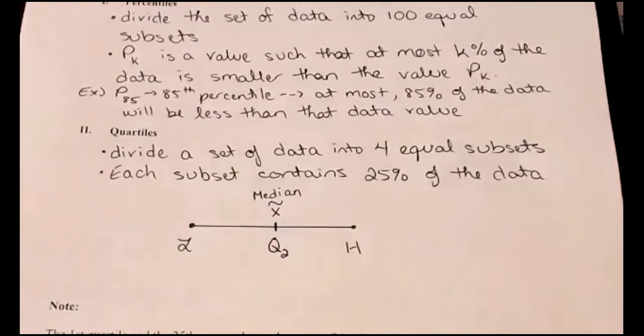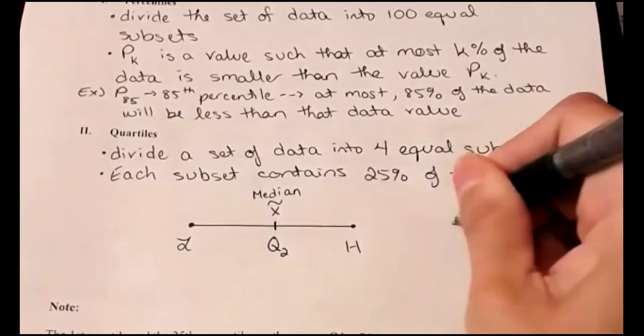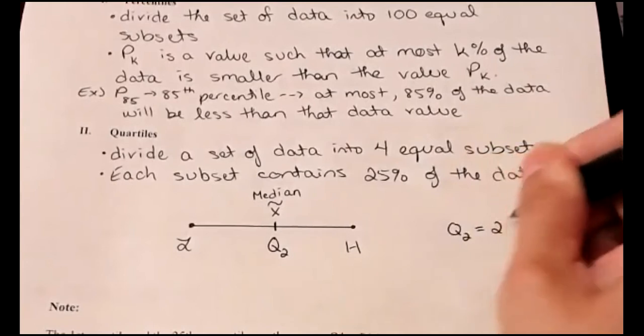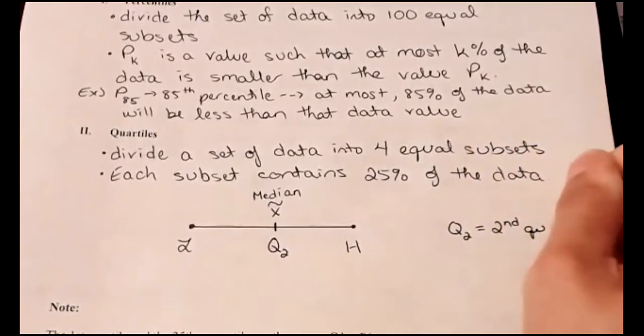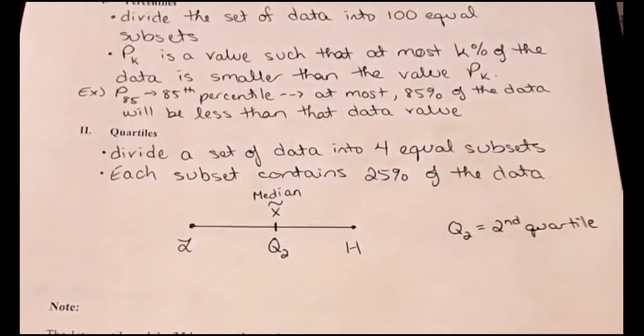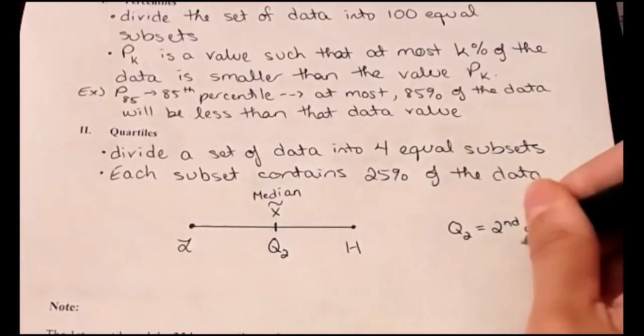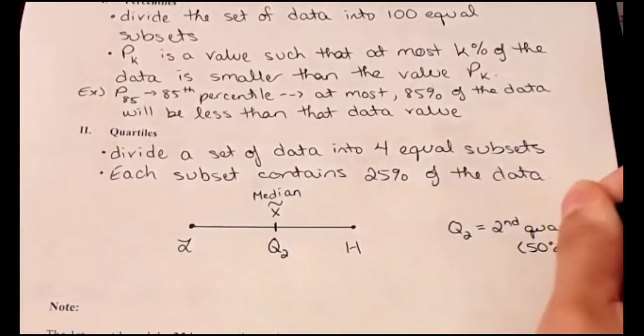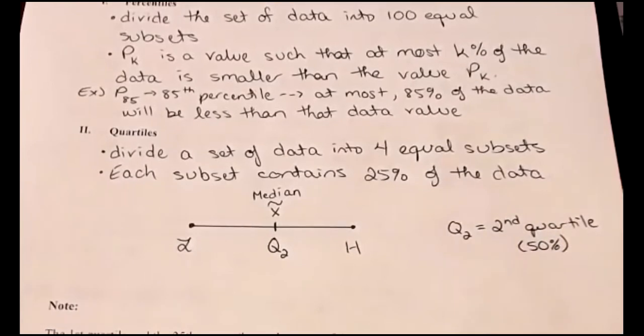Q2 means the second quartile. And I'm actually just going to write that out here as well. So Q2 means second quartile. And when you see second quartile, I want you to think 2 quarters, 50%. Second quartile, 2 quarters. So that's the first thing you do, right?